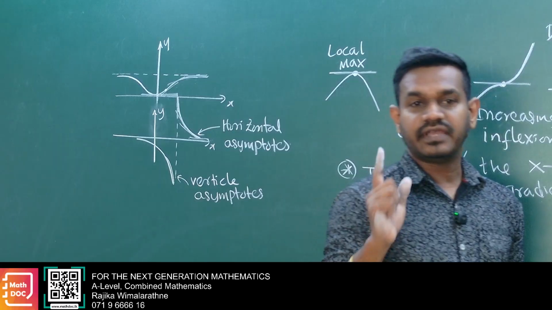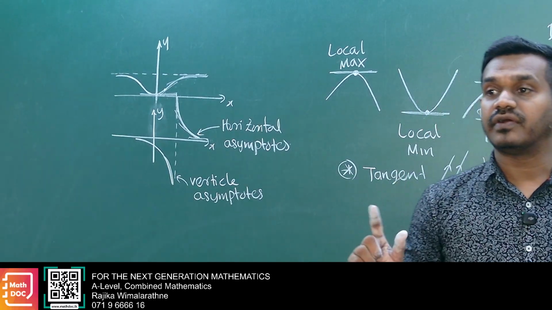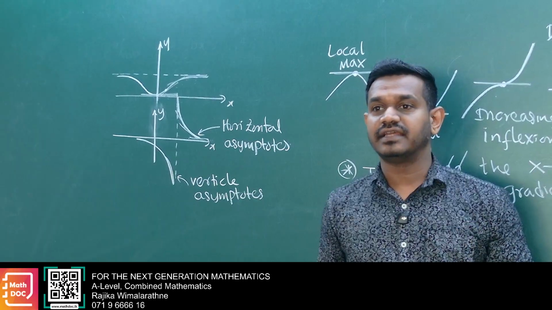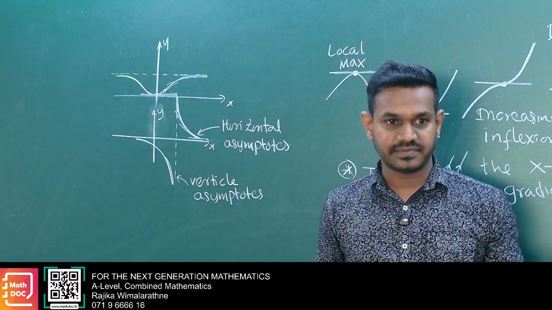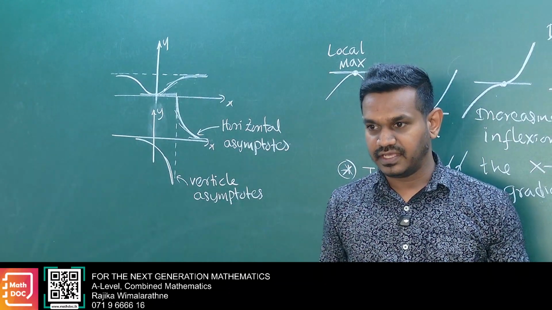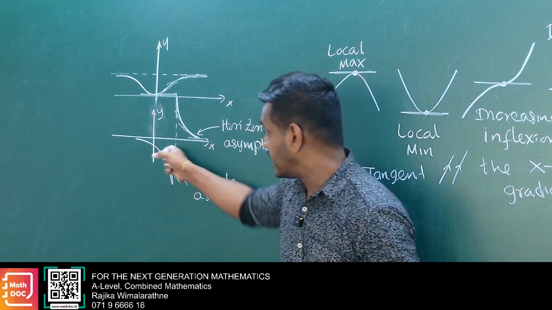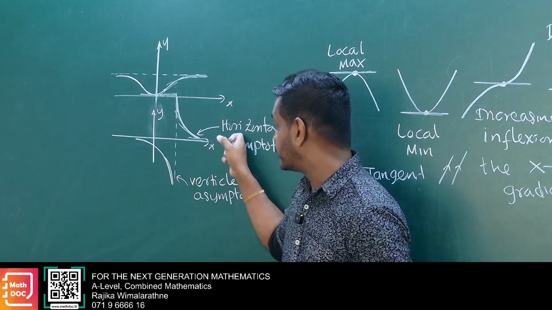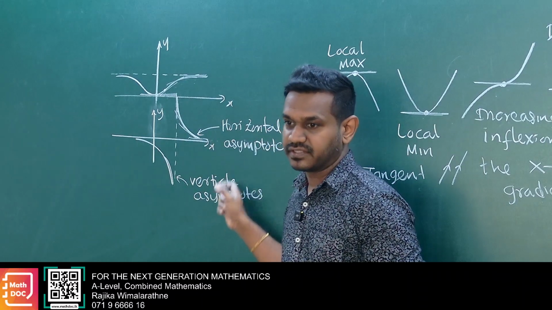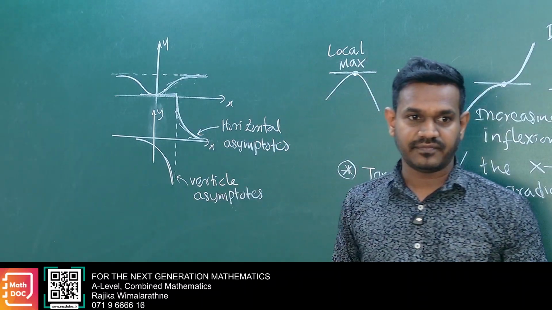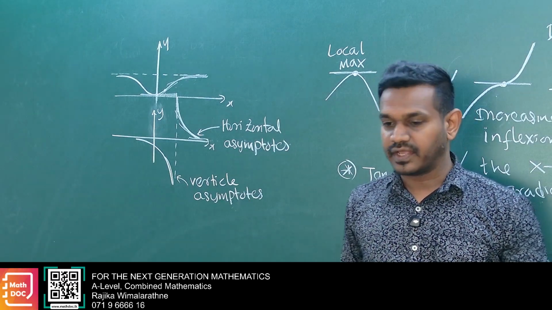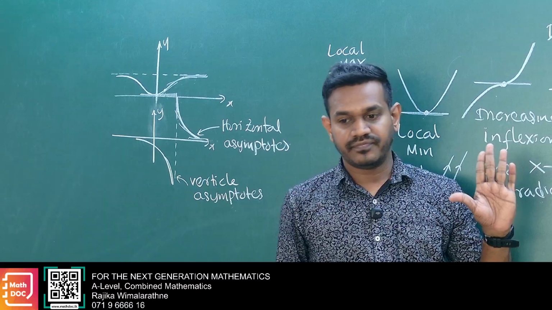Gradient plays a very important role in a graph. Therefore, to analyze that gradient, we use calculus, differentiation especially. By limits, we can analyze this tendency. Horizontal asymptote and vertical asymptote also we can analyze using limits. And also we can analyze by using differentiation. Okay. Put a star mark and write down.